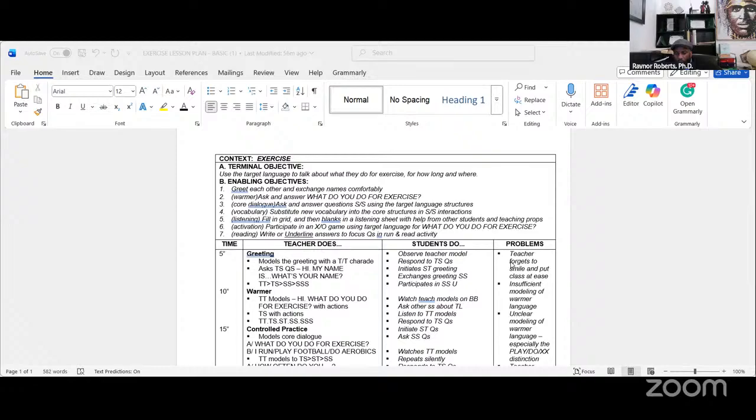But I think you got a lot today out of lesson planning. The key here is plan, right? The key here is smart objectives. The enabling objectives must be smart. What is smart? Specific, measurable, attainable, relevant, timely. Key.